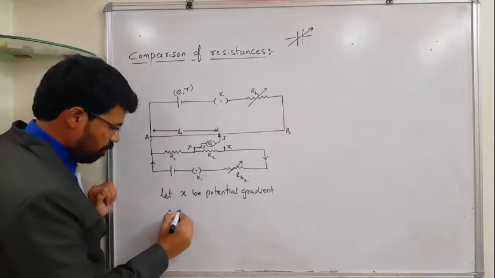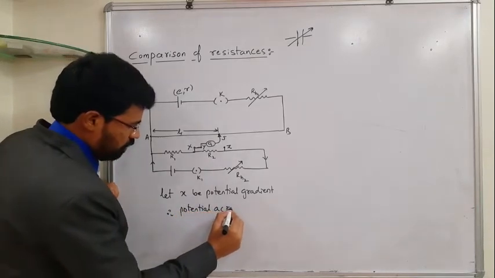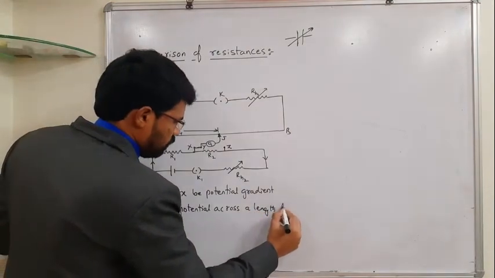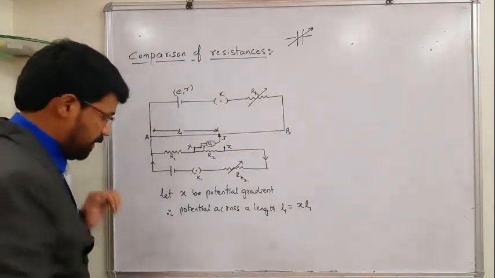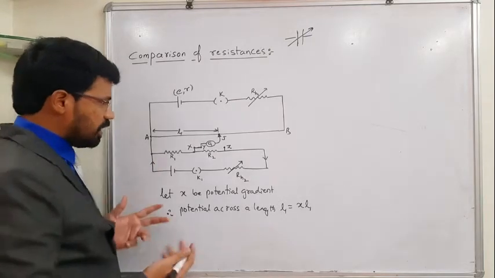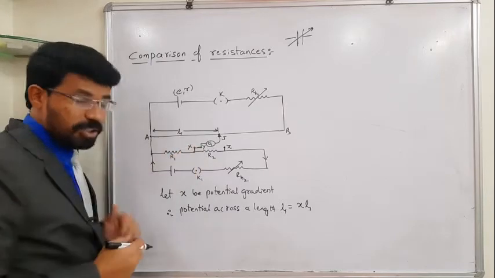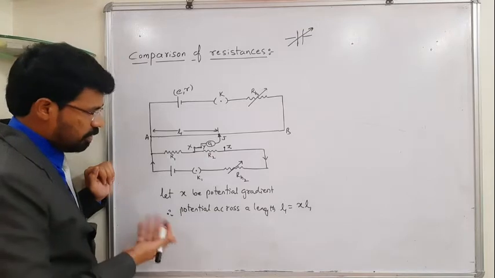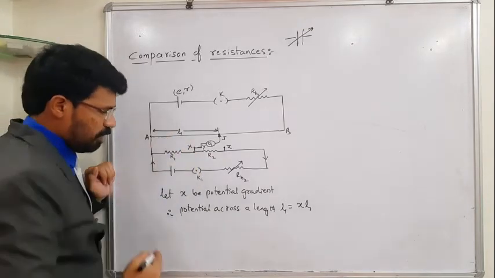Therefore, the potential across a length L1 is equal to X into L1, where L1 is the balancing length. Balancing length is the length for which the galvanometer is showing null deflection. So according to our discussion, what was our conclusion? Whatever potential difference is there across R1, that is exactly equal to the potential difference across L1.